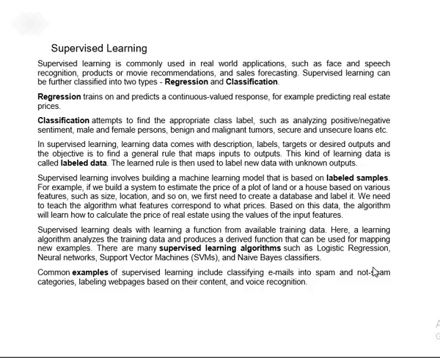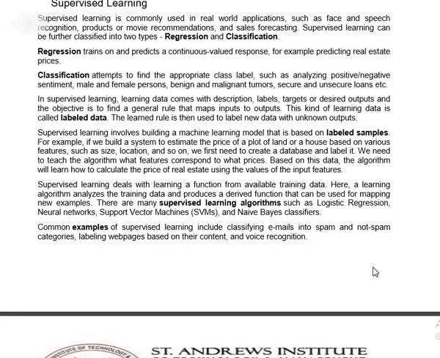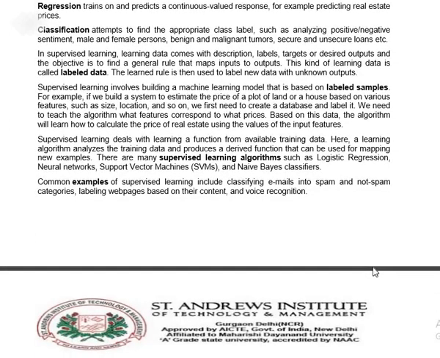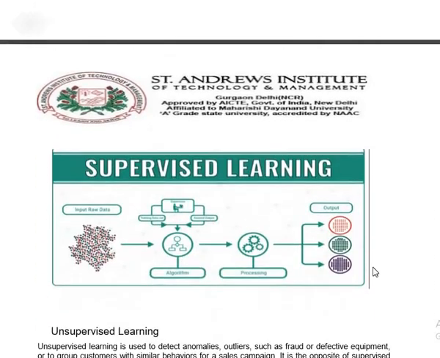Supervised learning involves building models. For example, supervised learning methods are mostly used in classifying emails into spam and not spam, categorizing and labeling web pages, and voice recognition. Also, supervised learning deals with learning a function with the training data. Here a learning algorithm is applied. Let's see it in the diagram below.